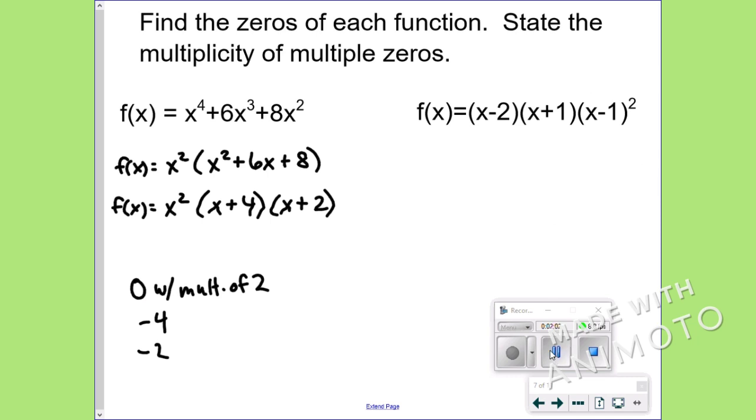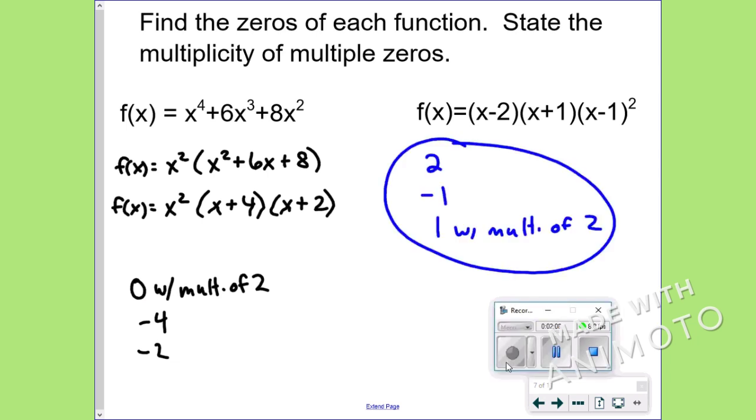Nice, it's already factored for you. So all you've got to do is state the zeros and their multiplicity, if any has them. And those are your zeros: 2, -1, and 1 with multiplicity of 2.